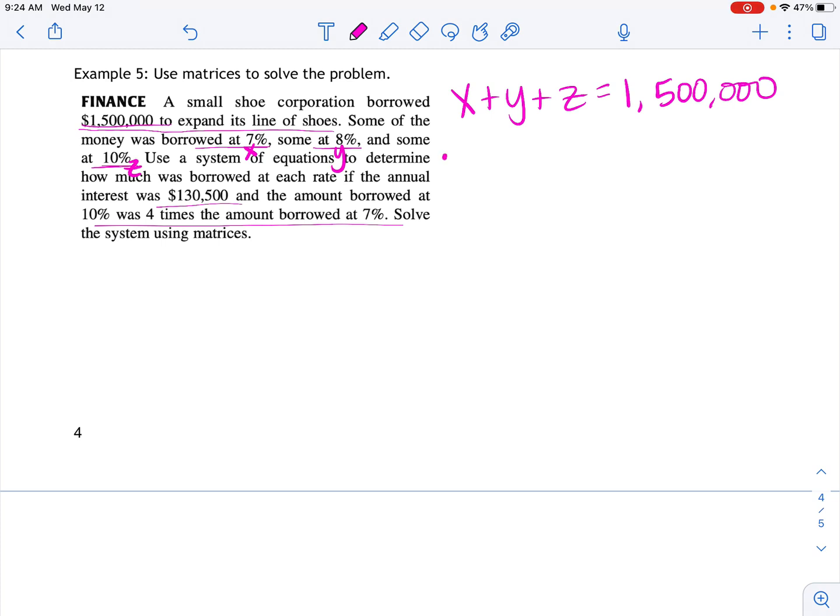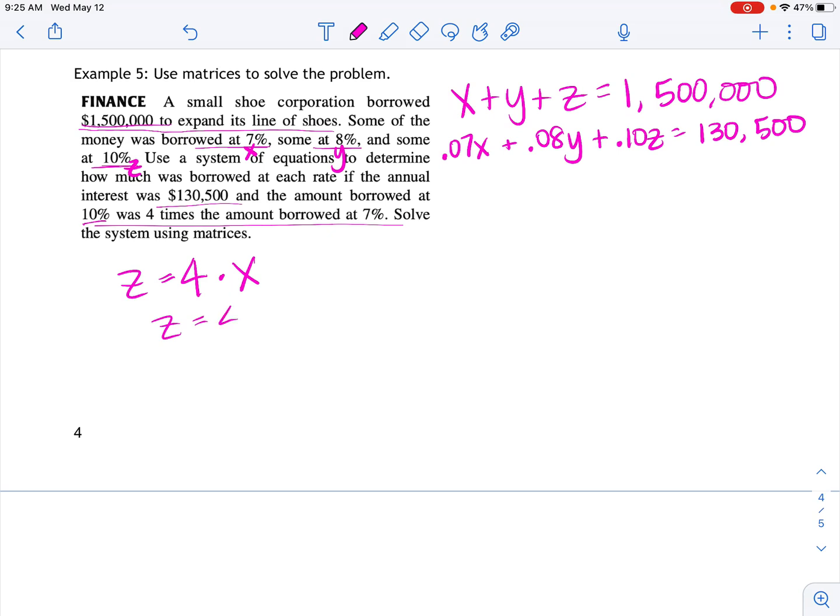Now the amount borrowed, 0.07 times X plus 0.08 times Y plus 0.10 times Z, that would be the 7% of the amount borrowed at X, and then adding all those together would be my total interest, which they said the total interest was $130,500. So that's my second equation. My third equation, I can't put it in there yet. I'm going to work on the side. It says that the amount borrowed at 10%, which we said was Z, equals 4 times the amount borrowed at 7%, which we called X. So if I take that sentence, write a mathematical equation, then I have a third equation.